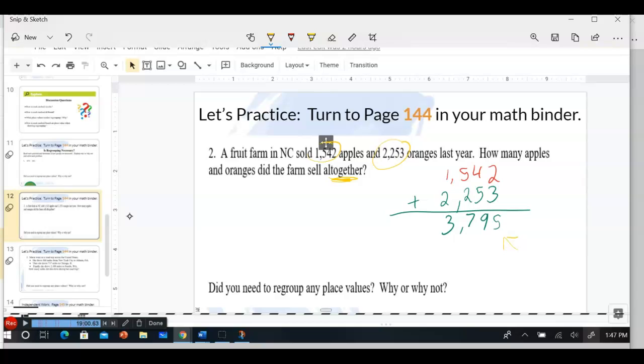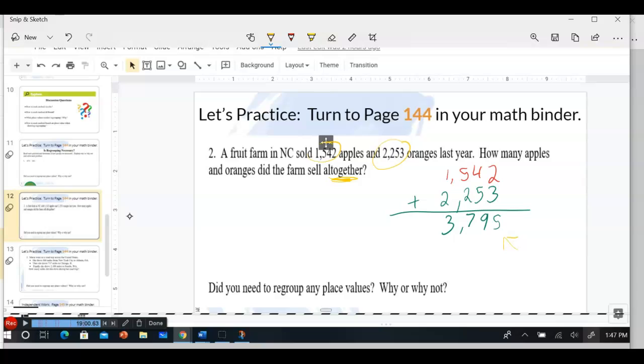Just keeping in mind that you have to line the place values up in the correct place. So I have the ones place lined up, the 2 and the 3. I have the tens place lined up correctly, 4 and the 5. And in the hundreds place, you have the 5 directly above the 2. And in the thousands place, I have the 1 directly above the 2. So make sure that you line them up, because if they're off-centered, you're going to end up getting an incorrect answer. So my answer here is 3,795. So that answers the total number of apples and oranges.